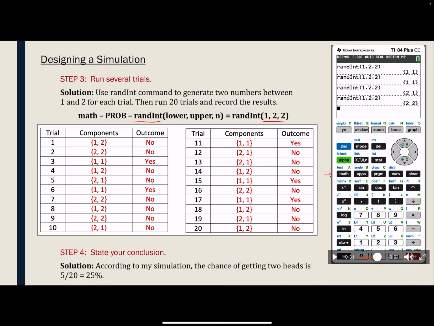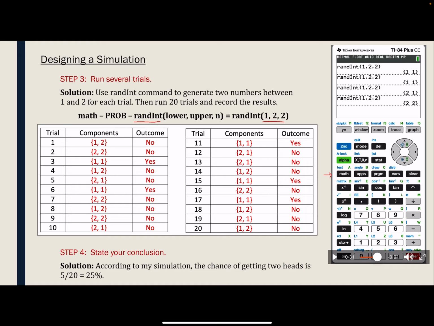I also didn't use this calculator to fill in my table because you can see that in trial 1, I don't have 1, 1 here. I had this table filled out before I made the video. So basically, I hit randint 20 times. I just hit enter 20 times, and I got all the components.